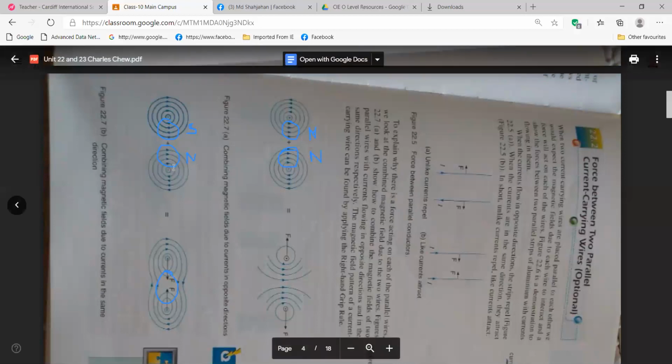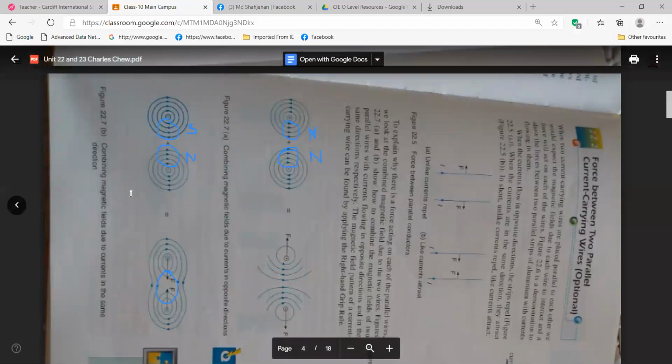22.5B you have to understand from 22.7B. 22.7B, you understood?